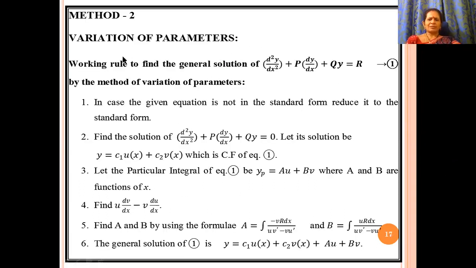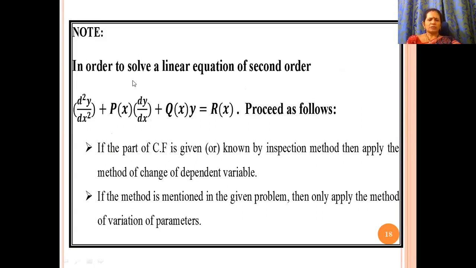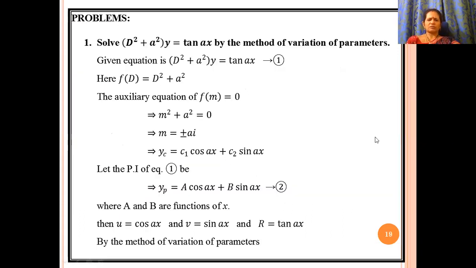Next, coming to method 2, variation of parameters. These are the working rules for the variation of parameters. In order to solve a linear equation of second order, we have to proceed with two methods. One is, if the complementary function is given or known by the inspection method, then apply the method of change of dependent variable. Otherwise, you have to apply the variation of parameters. Right? So here these are the problems on variation of parameters.